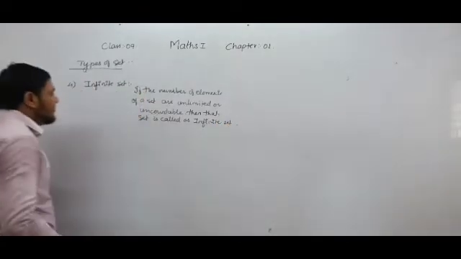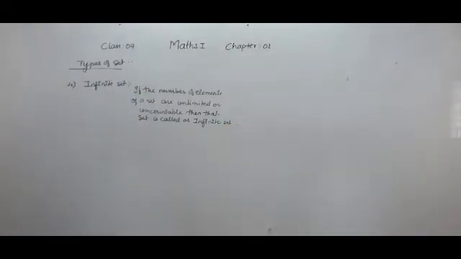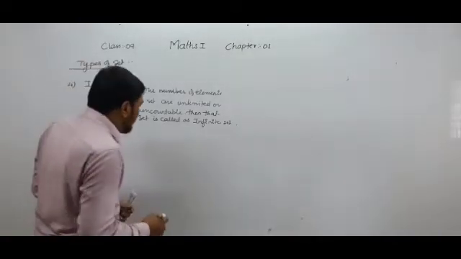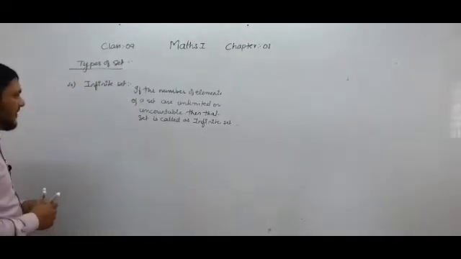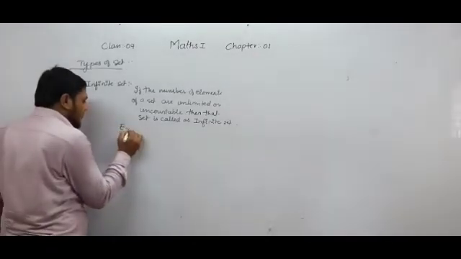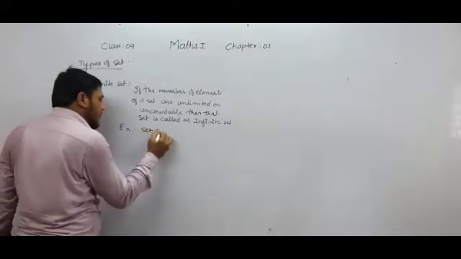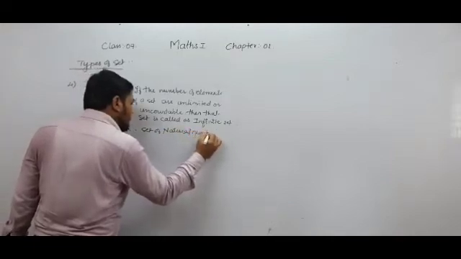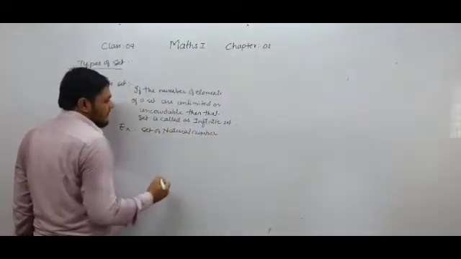So student, if a set contains elements which are unlimited or uncountable or infinite in number, then that set is called as infinite set. So we'll take one example. Set of natural numbers.